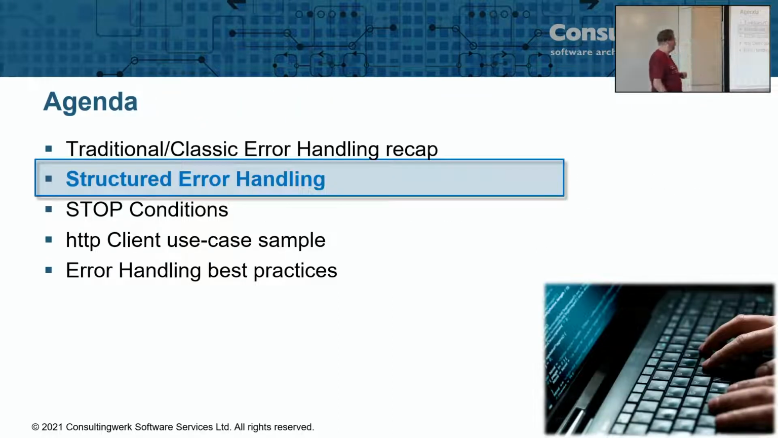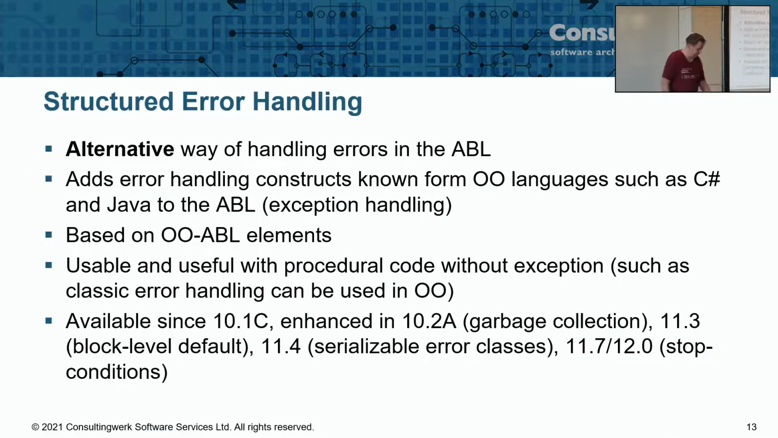So that's where structured error handling, or the various elements of structured error handling, come in handy. Structured error handling is an alternative way of handling errors in the ABL. And it adds error handling constructs which are very well known from other OO languages. And I'm saying other OO languages now because the ABL has become a true OO language too. But developers coming from C# or Java know it from there as exception handling.